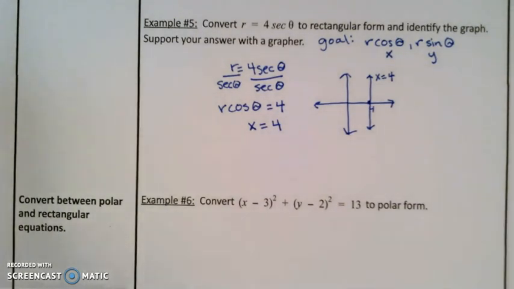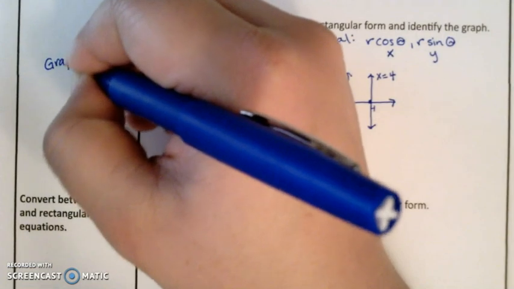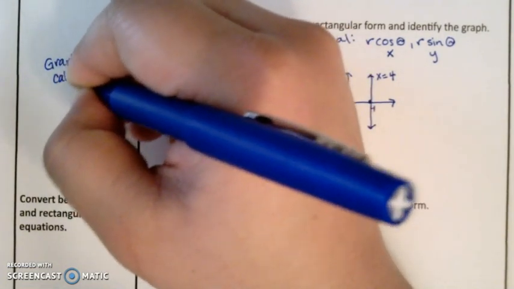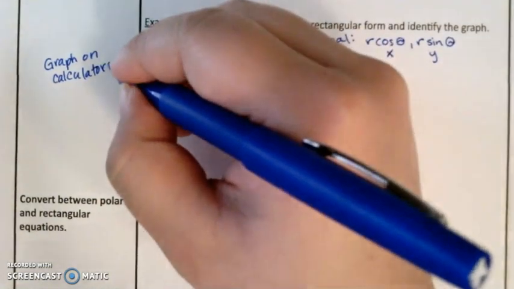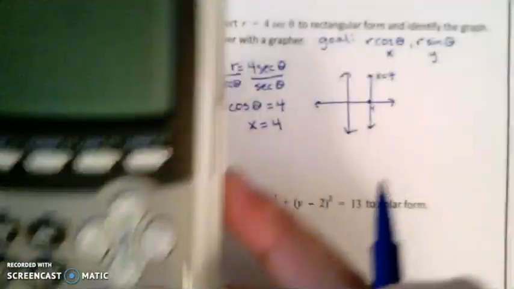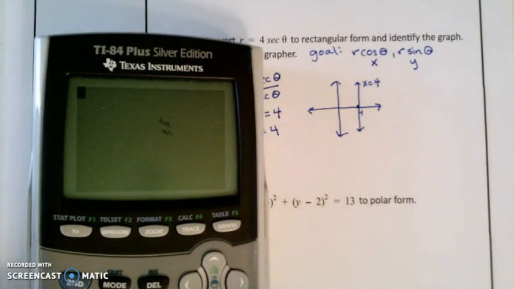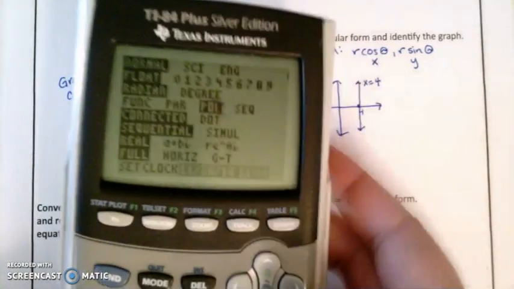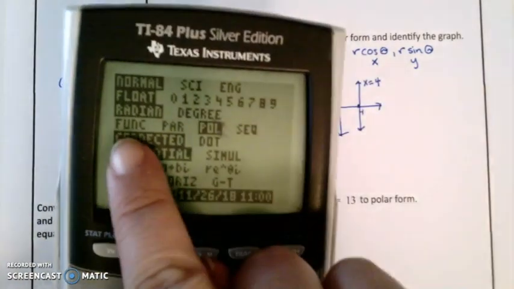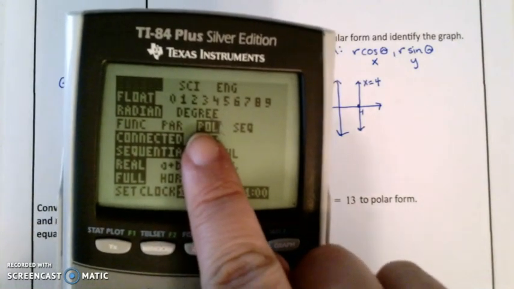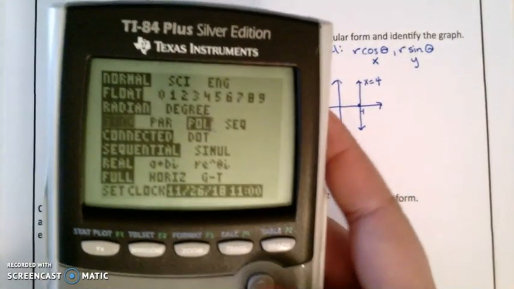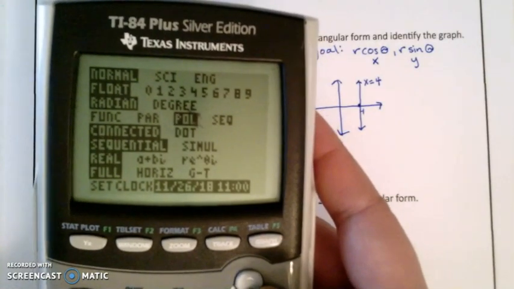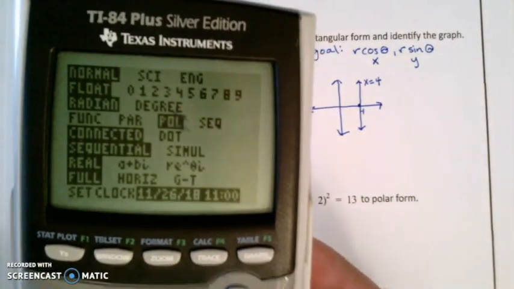So what you want to do is you're going to change your settings on your calculator. All right, I adjusted the camera a little bit so that you can see the calculator better. We're going to go into mode, and then down here where it says function, parametric, we want polar. So we've seen before using parametric graphs. Now we're looking at polar graphs. So you want to hit enter, and that just changed the setting.